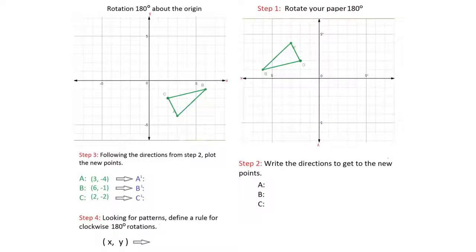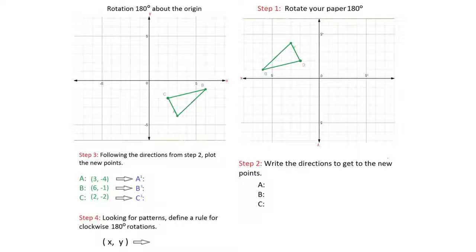Let's go ahead to our next example, where we will be doing a rotation of 180 degrees about the origin. You can think of a 180-degree rotation as rotating it 90 degrees twice. So we know to rotate it 90 degrees, we would turn the paper once to the right, but we need to get to 180, so one more time would have us end up here for 180 degrees. So here in step 1, we can see when we physically rotate it, it does end up here. Now we can use the visual we have here to write down our directions for the new points.